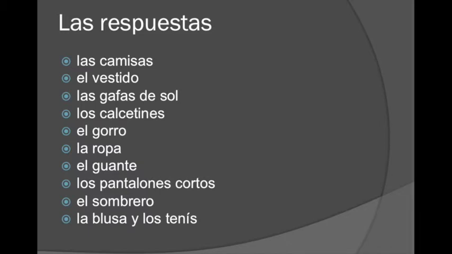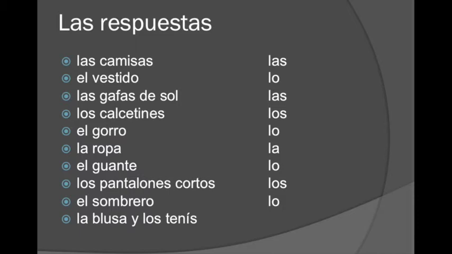If we're going to change these direct object nouns, most of which are clothing, to their direct object pronouns, it's very simple. For example, las camisas, according to our chart, me, te, lo, la, nos, os, los, las, is obviously going to become las. El vestido becomes lo. Las gafas de sol, las. Los calcetines, los. El gorro, lo. La ropa, la. El guante, lo. Los pantalones cortos, los. El sombrero, lo.